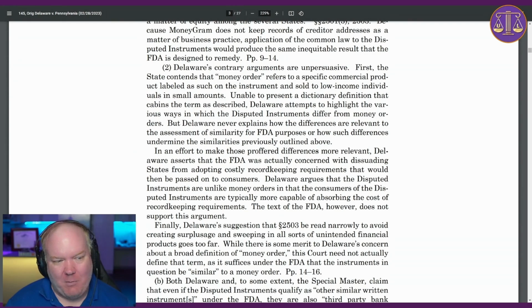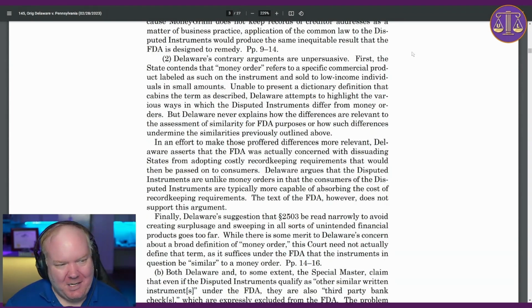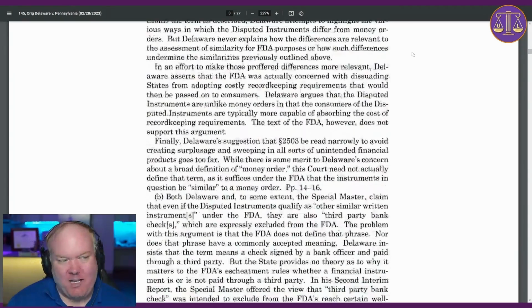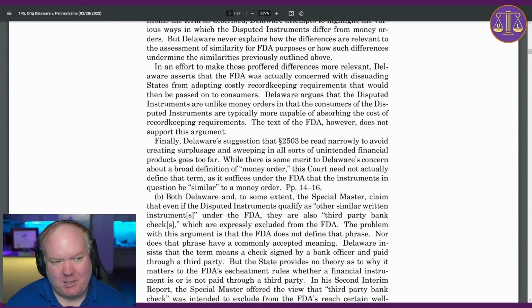Delaware attempts to highlight the various ways in which disputed instruments differ from money orders. Okay, they're not money orders because reasons. But Delaware never explains how these differences are relevant or how such differences undermine the similarities. They're not money orders because things. In an effort to make these differences more relevant, Delaware asserts that the law was actually concerned with dissuading the states from adopting costly record-keeping requirements that would then be passed on to consumers. What? Delaware argues the disputed instruments are unlike money orders in that consumers of the instruments are typically more capable of absorbing the cost of record-keeping.